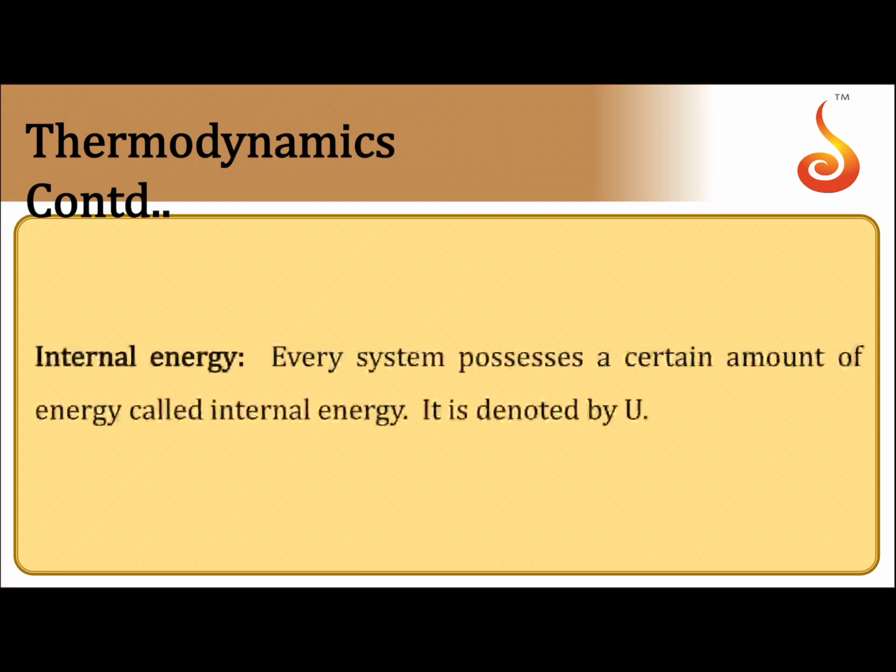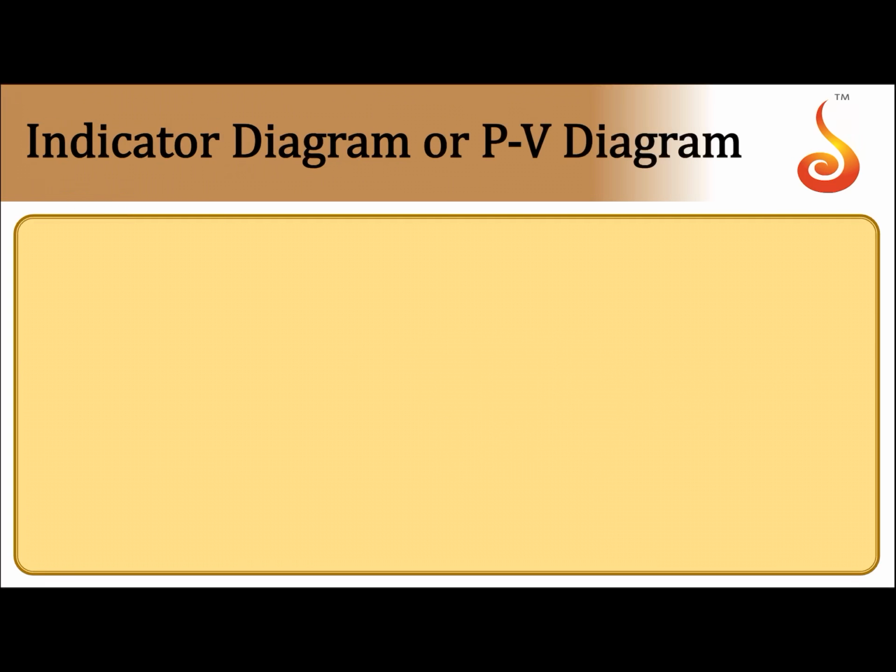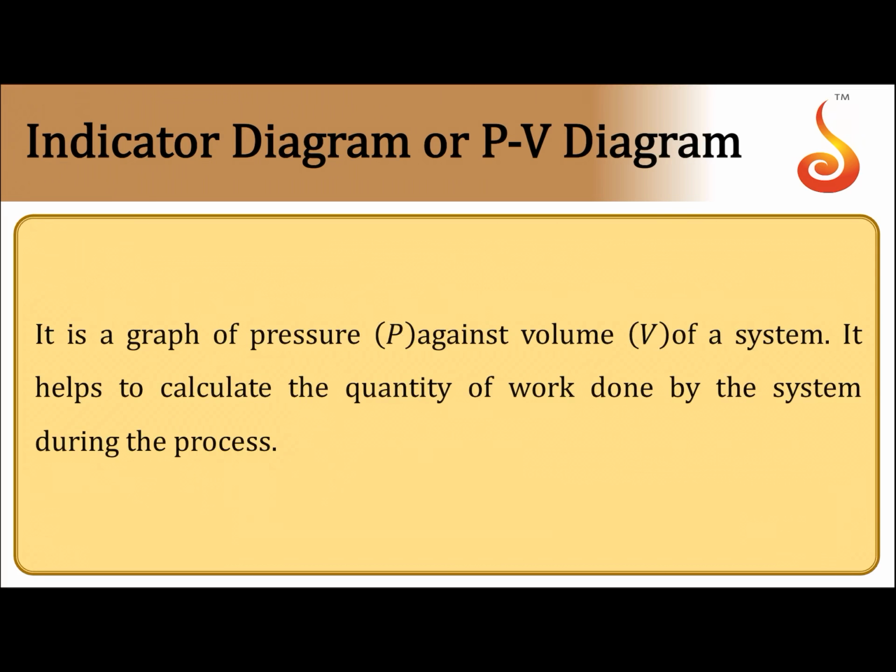Coming to the concept of internal energy. Every system possesses a certain amount of energy called internal energy. This is due to the energies possessed by the molecules of the system. It is denoted by U. Indicator diagram or PV diagram is a graph of pressure against volume for a system. It helps to calculate the quantity of work done. The area under the PV diagram gives you the work done.